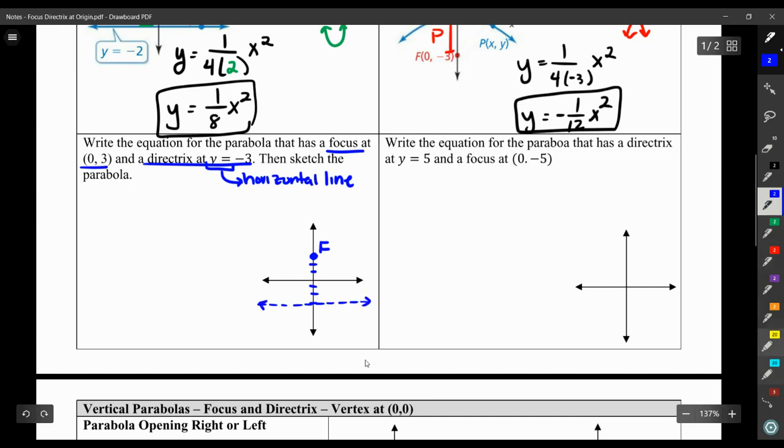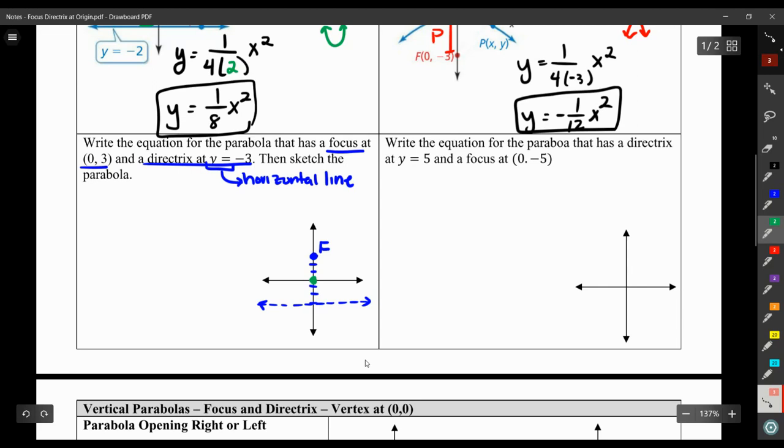Now, I do need the vertex, and so what we're going to do to find the vertex is go directly to the center of the focus and the directrix. So I'm going to count: 1, 2, 3, 4, 5, 6. The focus and the directrix are 6 units apart. So directly in half of that would be 3 units. And so that means the vertex has to be 3 units from either the focus or the directrix. So this is 3 units, and so is this. So my vertex for this example is right at (0, 0).